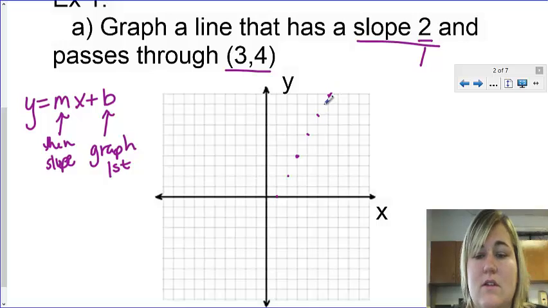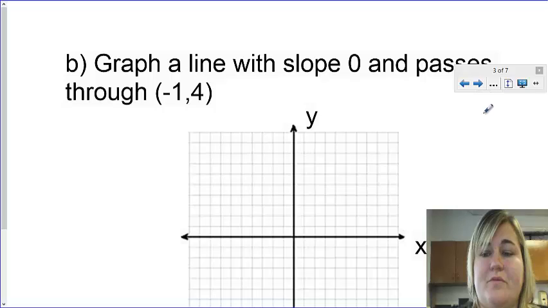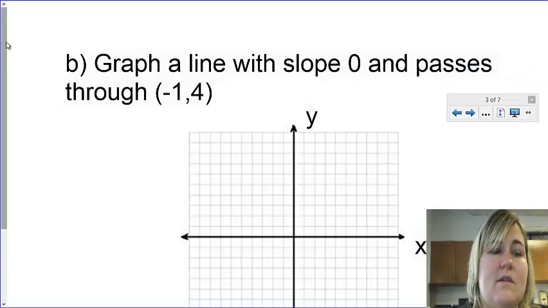Okay, so this is my line. Okay, for what they've given me here. Start with the point, then graph your slope. Okay, same thing on this one.